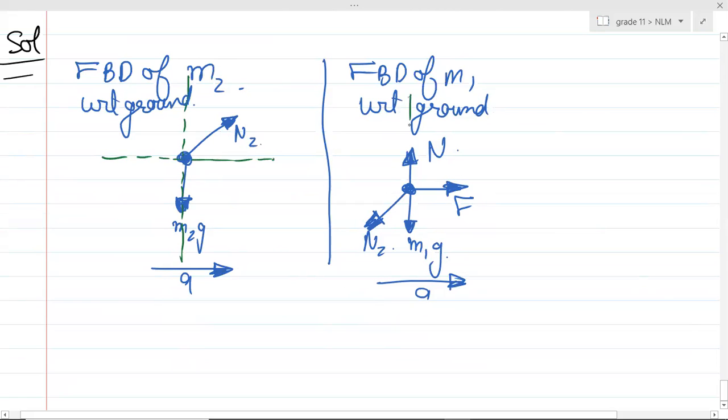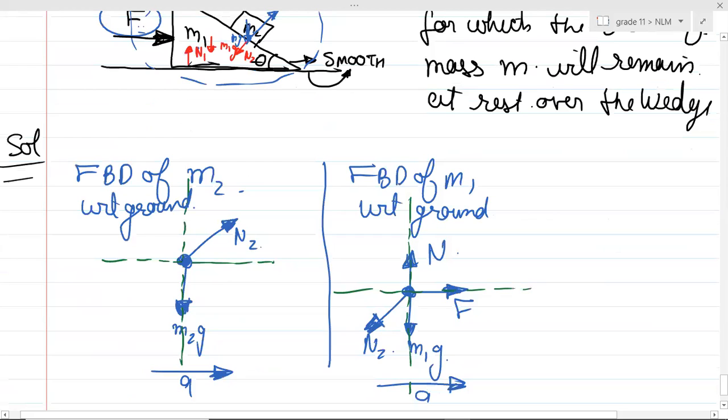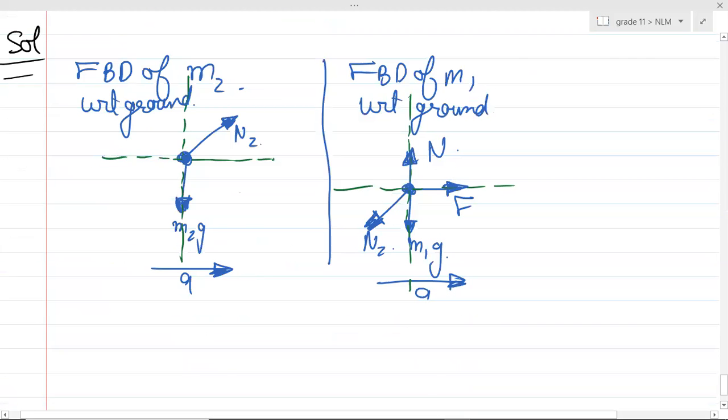Yes or no? Will you be choosing this frame? I told you, always remember whenever you have acceleration, then always one of the axes should be in the direction of acceleration. So even for this object, now we are not choosing a frame like this. Are you getting my point? It was accelerating, that's why we have to do it.